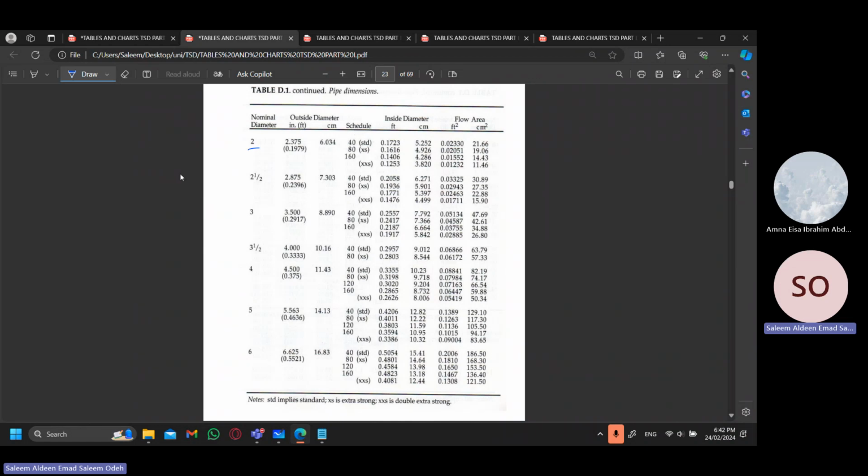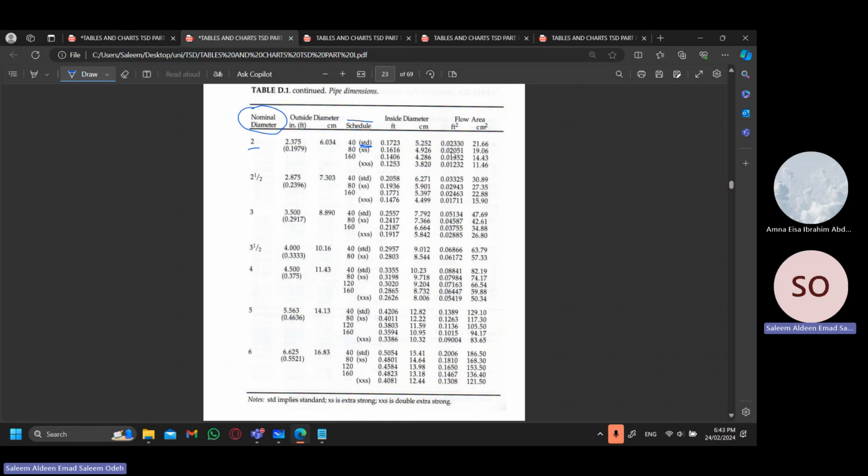Just for you to know, in a question, if they give you the nominal diameter but they don't specify the schedule, then you always assume that it is standard. Only if they give you the nominal diameter and nothing else. But if they give you the nominal diameter and a specified schedule, then just get the values for the schedule that is provided.